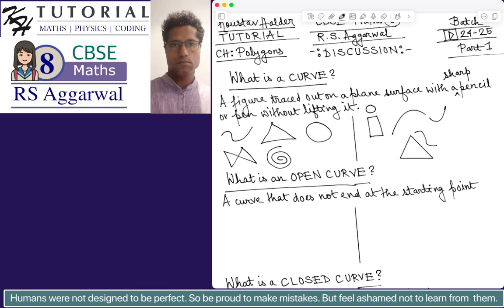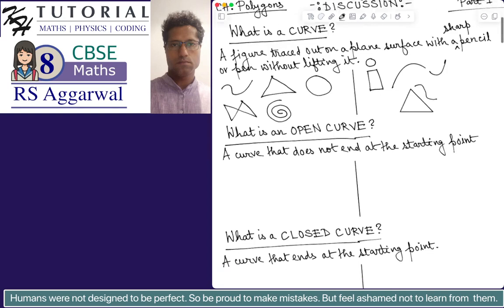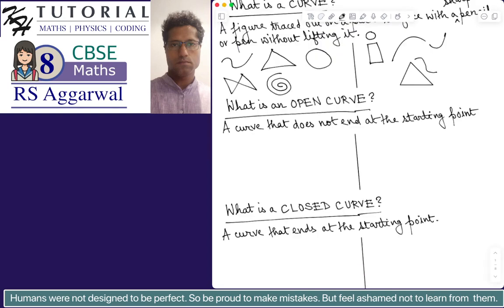Okay. Now what is an open curve? I will quickly check whether everything is visible or not. Similarly, as usual, I will draw some valid correct open curves on the left hand side, and I will draw some curves on the right hand side which are not open. Now what is an open curve? The definition says a curve that does not end at the starting point.